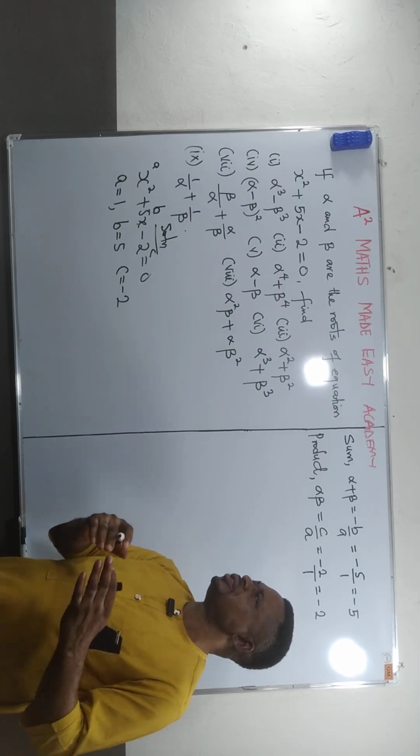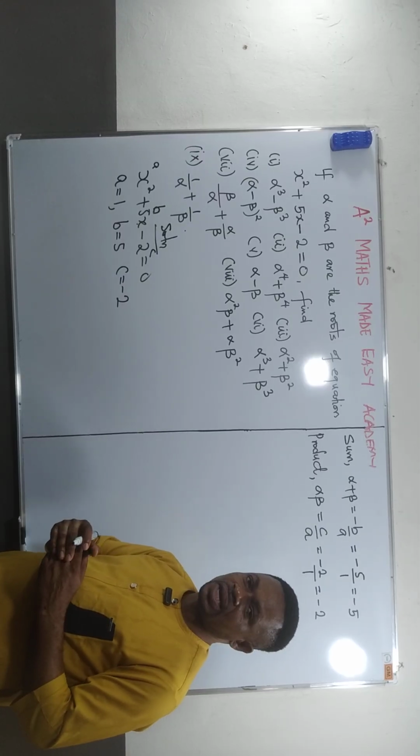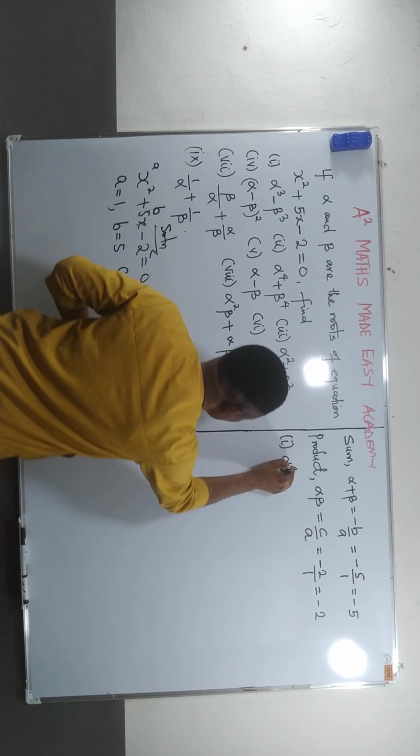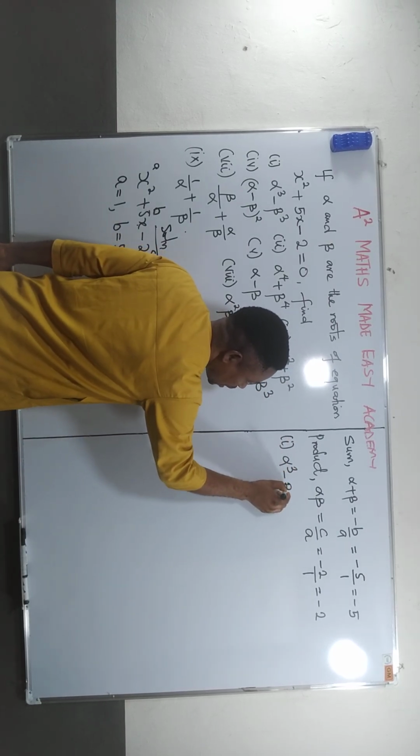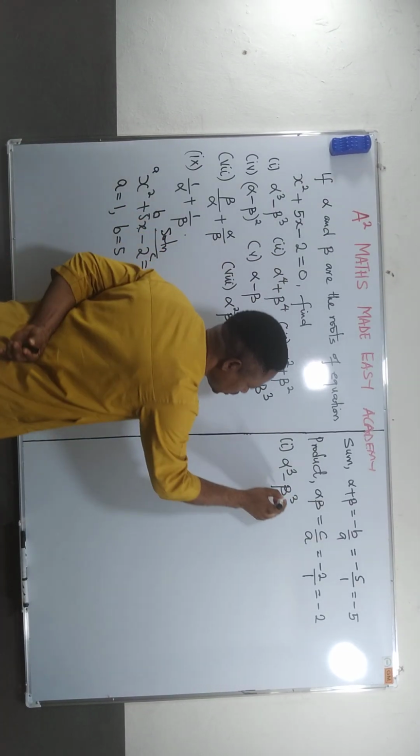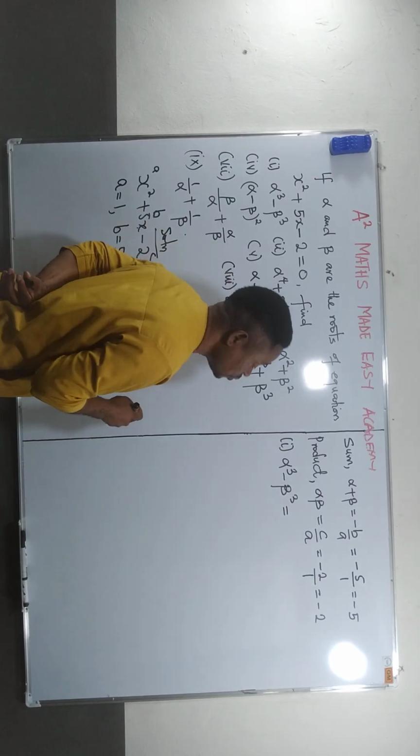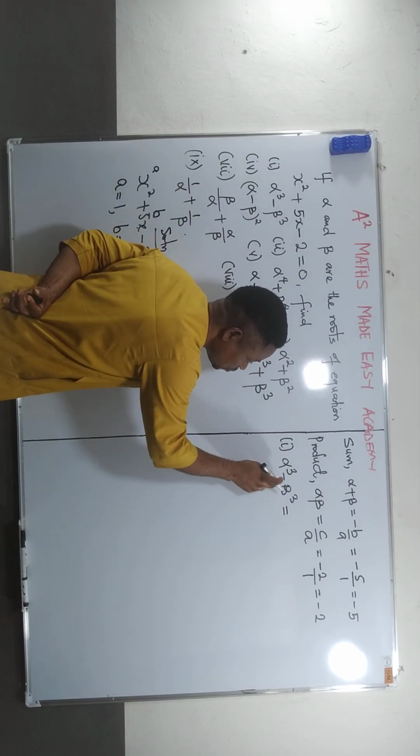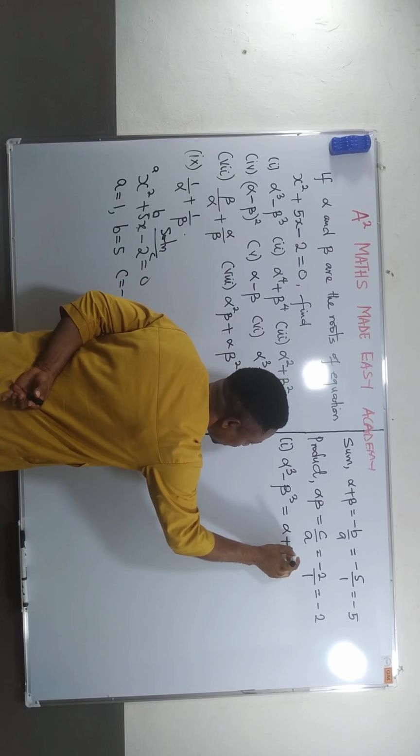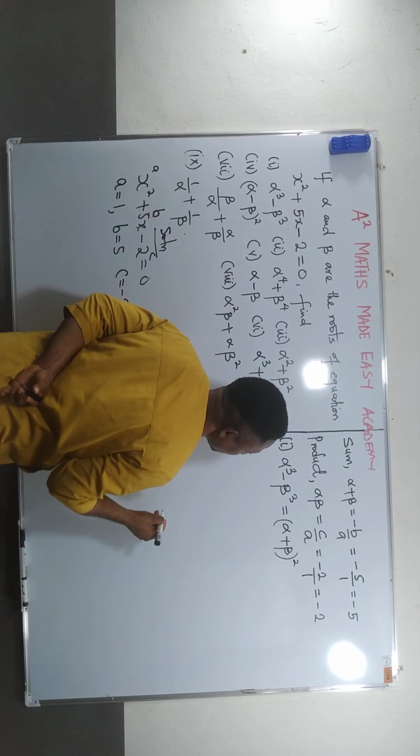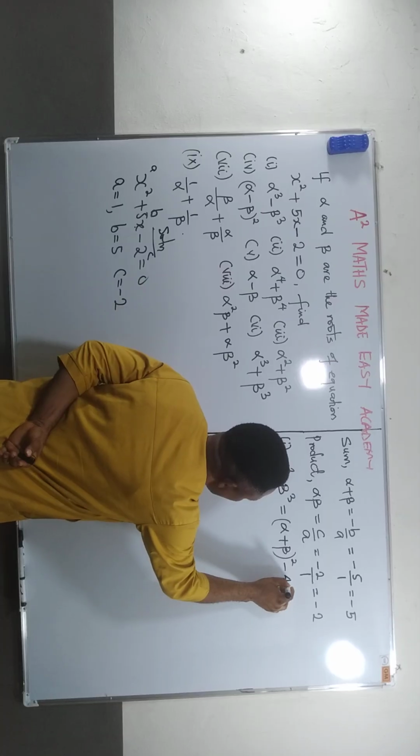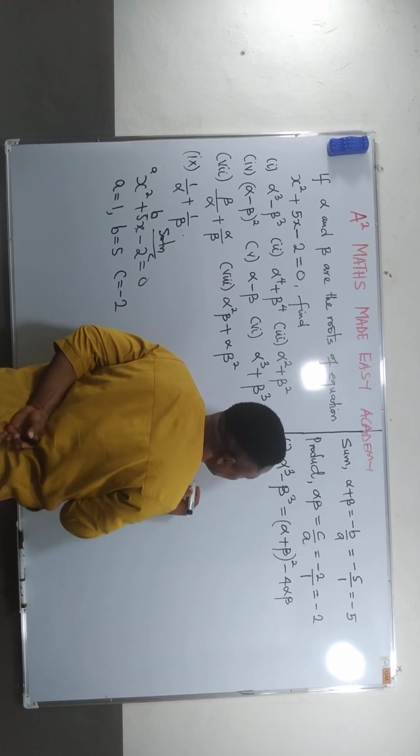Now we are going to look into the formulas one after the other. The first one they ask us to solve is alpha cube minus beta cube. Don't forget that the formula is already there in my previous video. So alpha minus beta is alpha plus beta all squared, then minus 4 alpha beta.